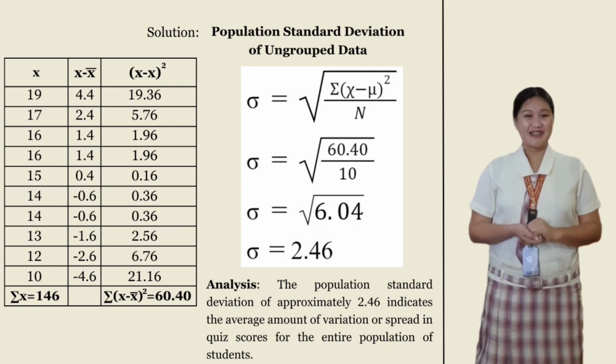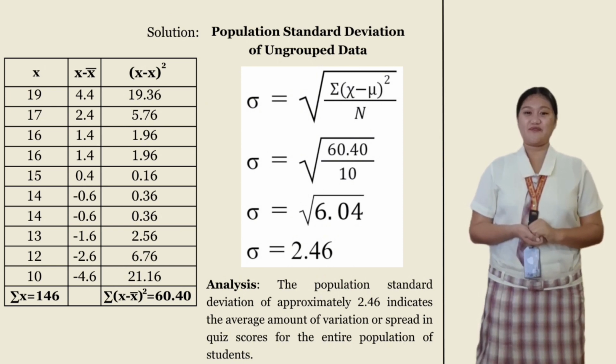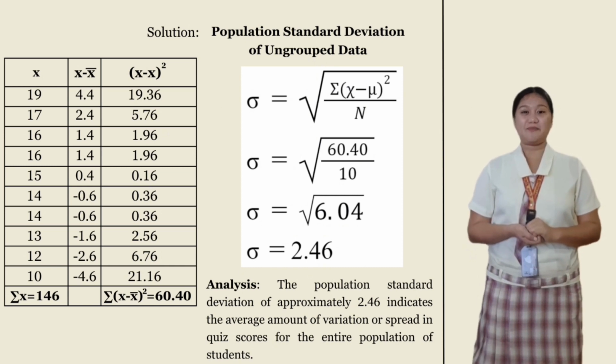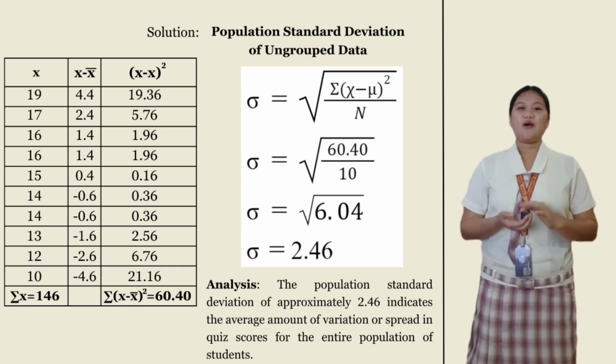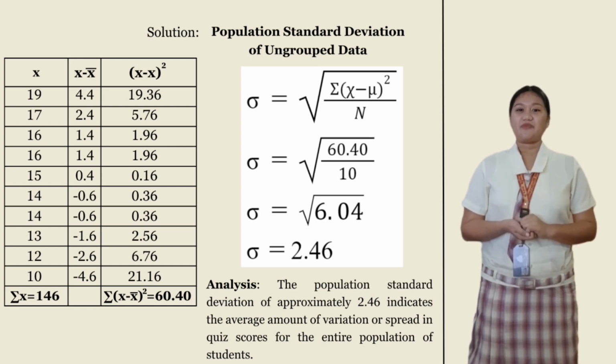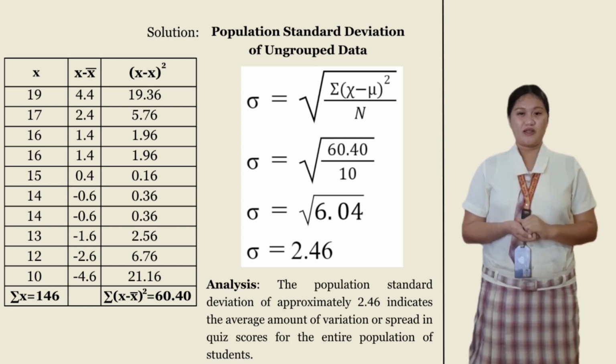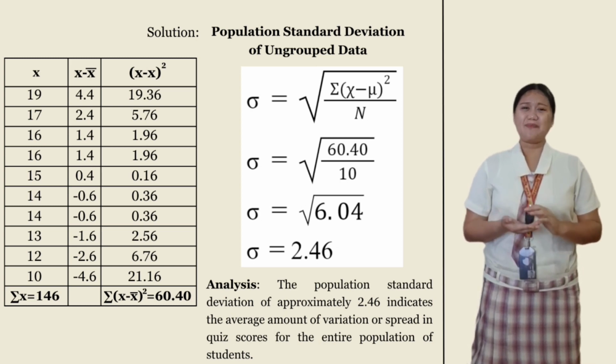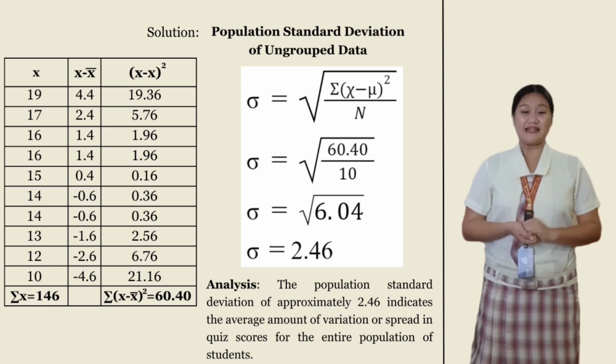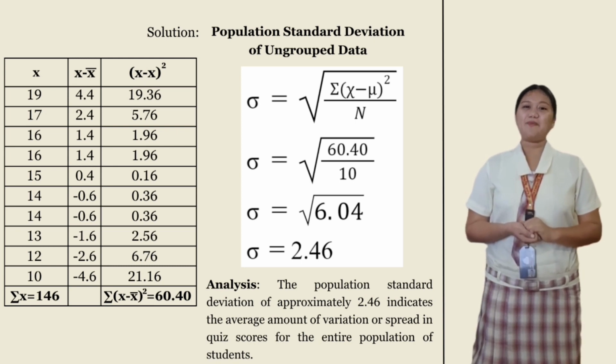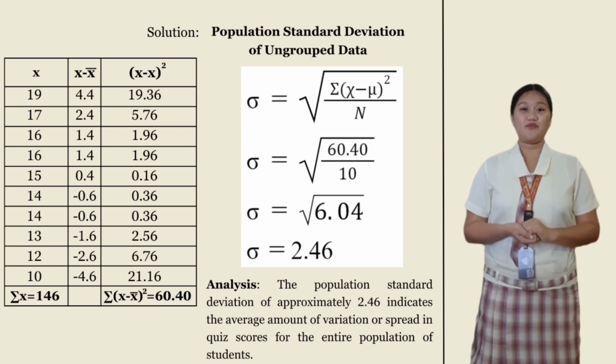So we have here 60.40 for the square difference between each score and the mean value, and we also have 10 for the total number of the scores. So 60.40 divided by 10 is equal to 6.04. So the square root of 6.04 is 2.46, and the population standard deviation is 2.46.